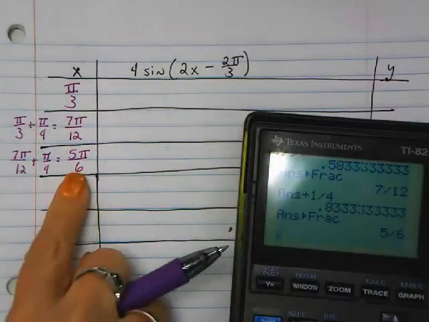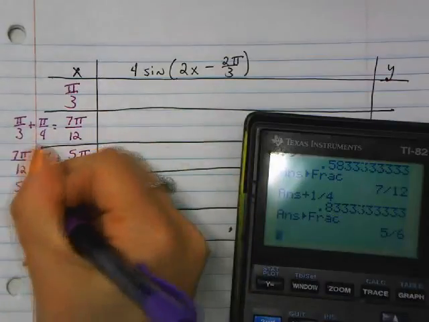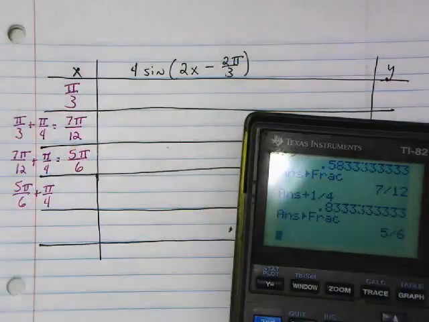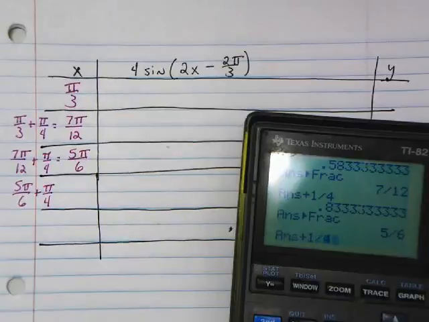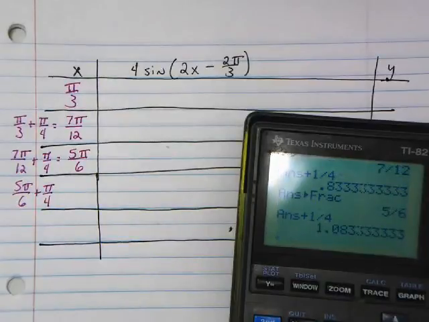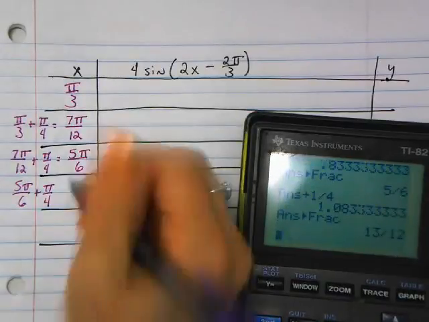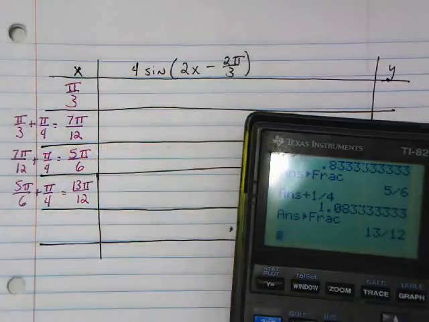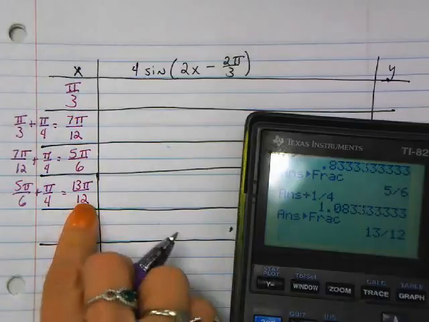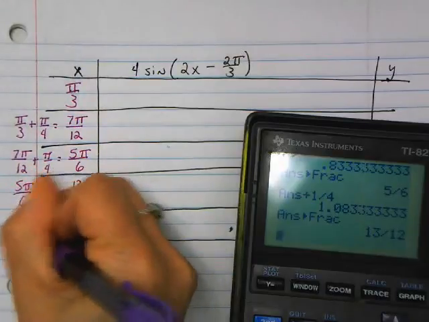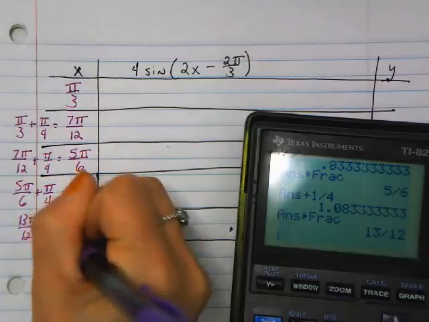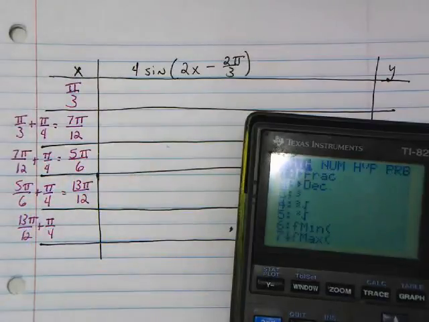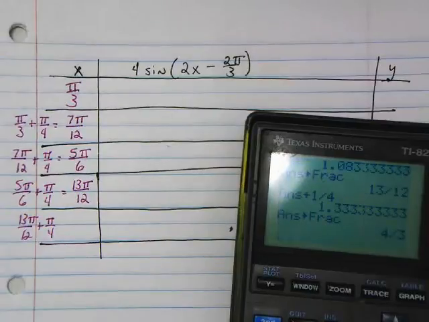Alright, do it again. Take your stopping point, add your key point. And I get 13 pi over 12. Last one. Take your stopping point, add your key point. And I get 4 pi over 3.